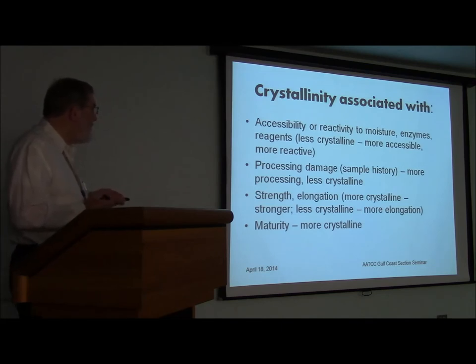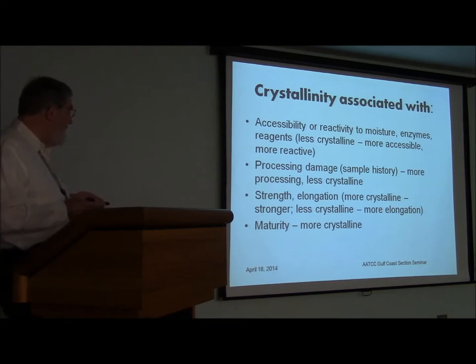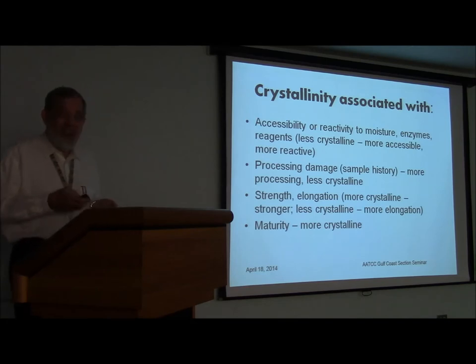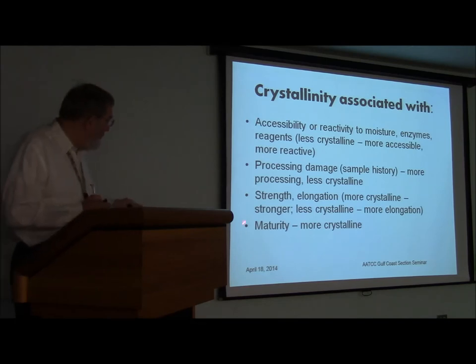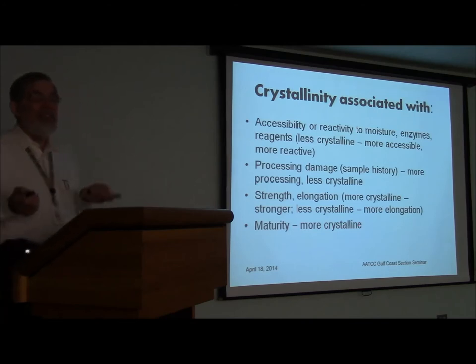But there are other kinds of processing that definitely will decrystallize the cellulose. And then the strength and the elongation properties depend on the crystallinity. And the maturity seems to depend to a certain extent on the more crystalline a molecule is, probably the more mature it is too. There's a correlation there. So there are lots of reasons.